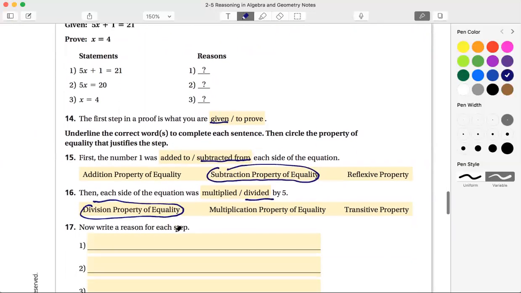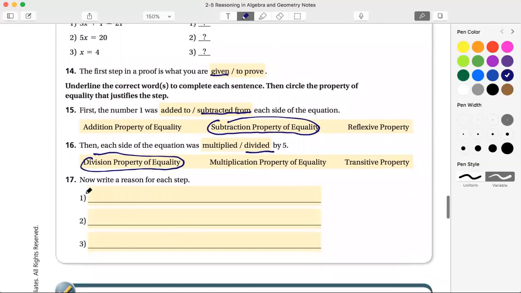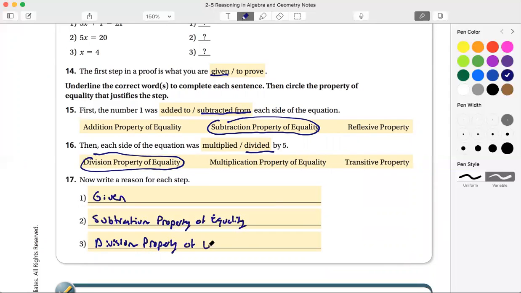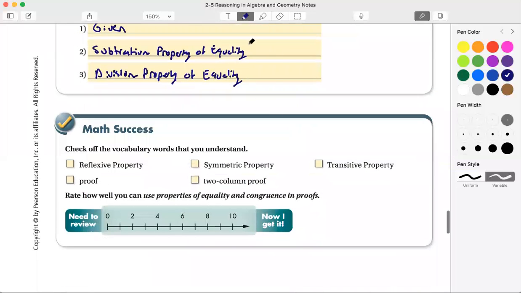All right, so in the steps that we have, our first step was given, our second step was subtraction, and then our third step was division. And that is the end of that section.